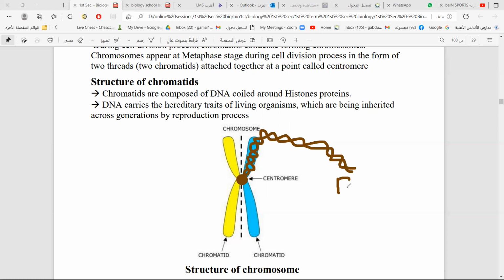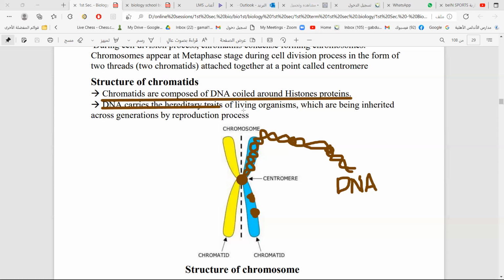We have one thread of DNA in each chromosome. One thread only, one molecule only of DNA inside the chromosome. And also we have some protein molecules. These protein molecules are called histones. This is the structure of the chromosome. A chromatid is composed of DNA coiled around histone protein.